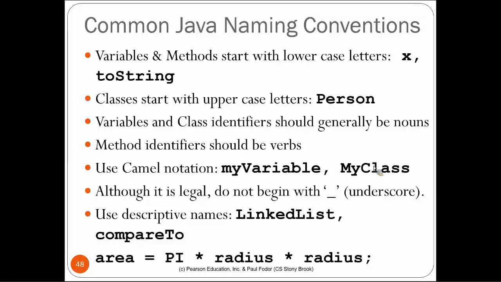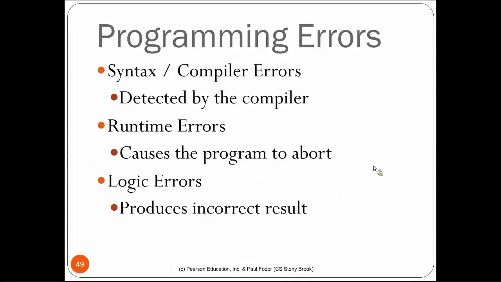Also, for your own readability, use descriptive names. Specify exactly what you have in that variable or identifier. If you have a linked list, call this class LinkedList. A method that compares two objects is called compareTo. An area in a variable, a constant for the value of pi, or a variable for the radius of a circle should be named area, pi, and radius.